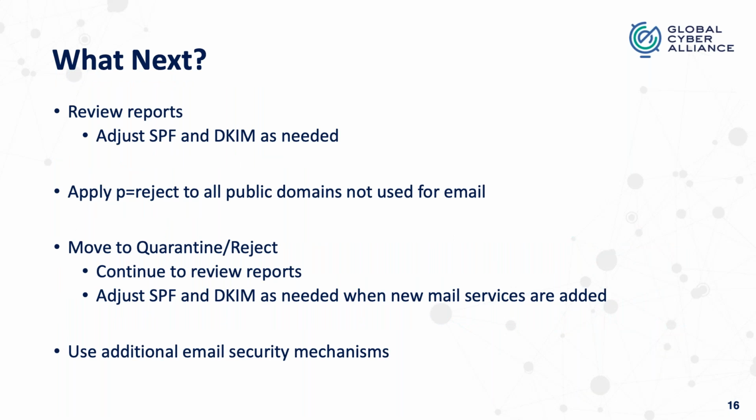So, you have all this stuff in place. What's next? Get those reports, review those reports, and adjust SPF and DKIM as needed for all those legitimate systems, right? The ones that you found and know are legitimate, make those adjustments so that when you go to reject or quarantine, you don't have issues with those systems. During this process, apply p equals reject to all the public domains that are not being used for email, right? Create the blank SPF record with v=spf1 -all, and then put in the DMARC policy of reject. And hopefully within a couple of weeks, if not sooner, you can get up to quarantine or reject. But keep reviewing those reports, because ultimately you want to try your best to get up to reject if you can.